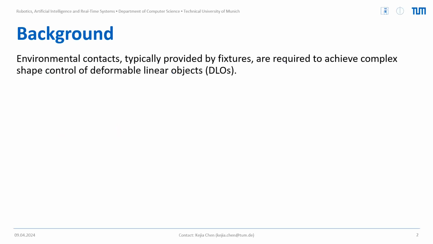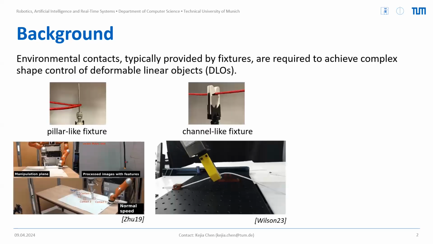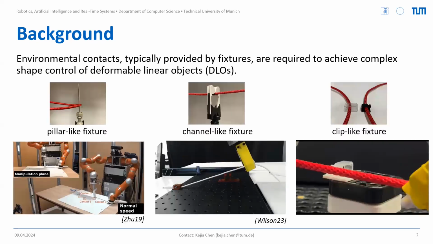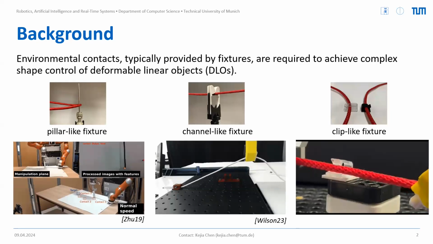Shape control of deformable linear objects with robotic manipulators is challenging due to the mismatch between DLOs' infinite degrees of freedom and the finite constraints manipulators can provide. To overcome this challenge, additional constraints have been utilized, typically provided by contacts from environmental fixtures. Here are three typical fixtures that have been widely used in manufacturing processes: the pillar-like fixture, the channel-like fixture, and also the clip-like fixture, and their corresponding contact processes.